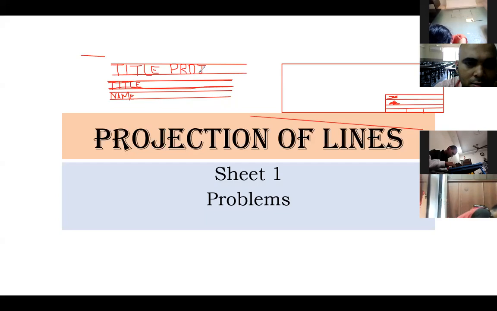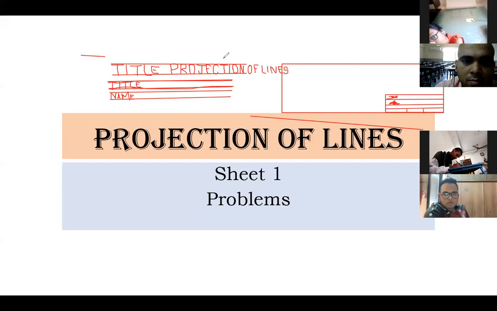Projection of lines. Okay, by touching both the lines, just write down projection of lines. The title of the sheet is projection of lines. By touching both the lines, when you write it, the writing part should be in such a way that it should touch both the lines. Projection of lines. Okay. Projection of lines. The topic is projection of lines.